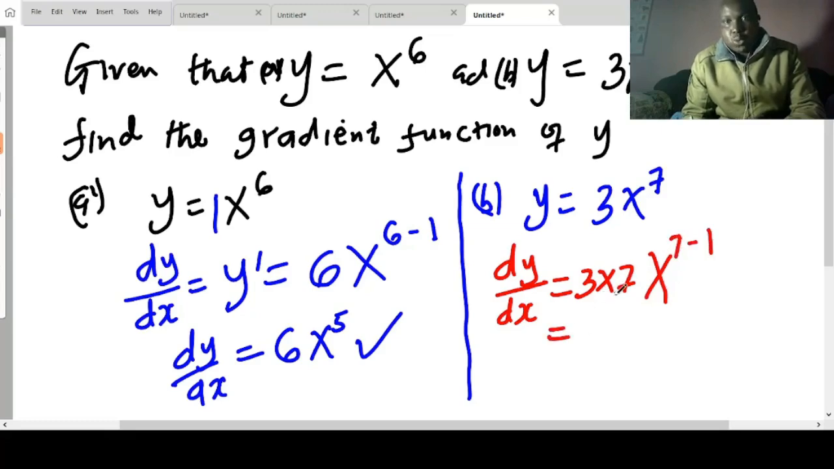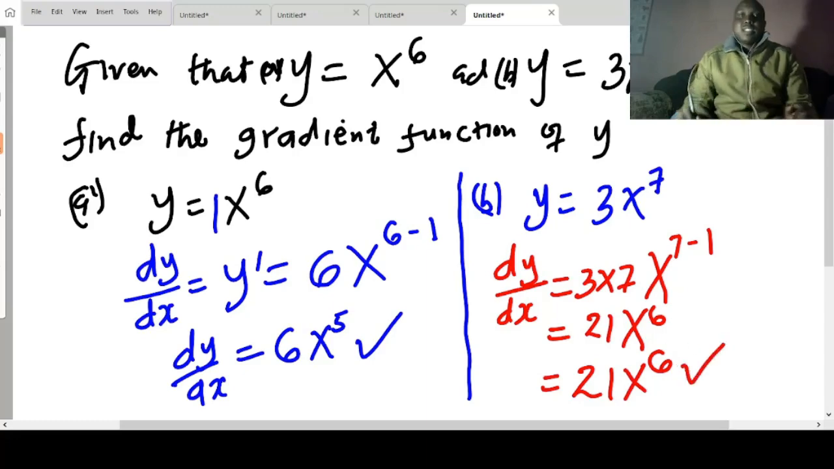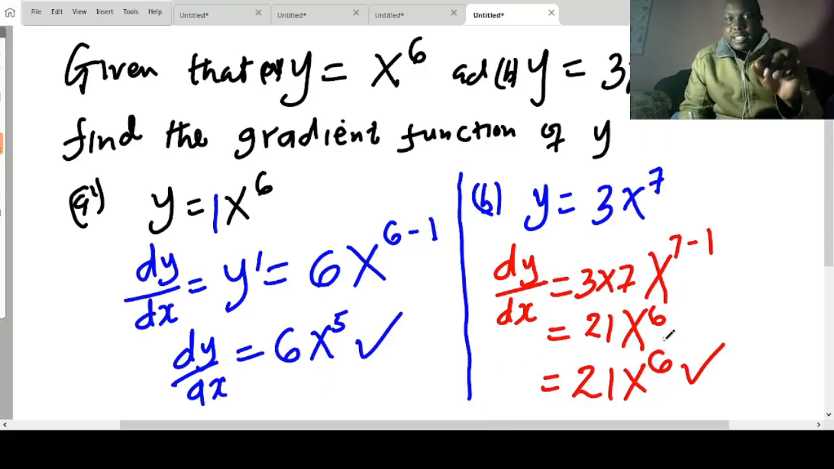So this one is equal to this times this. Use your calculator if you don't know. 7 times 3 is 21. And then x, 7 minus 1, you realize that it is 6. So it means dy over dx, or the gradient function of 3x raised to power 7, is 21x raised to power 6. And we have done that one. What we have here is the gradient function of those functions we have there. This is the gradient function.